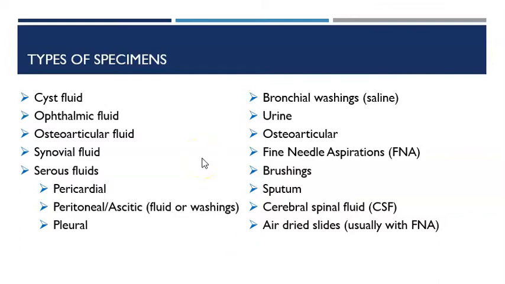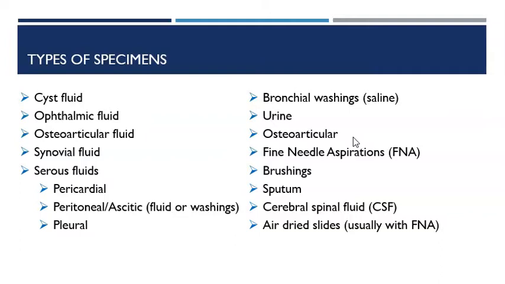So many other parts of the body contain fluids that can be taken, particularly ophthalmic fluid, so aqueous, vitreous humour, that type of thing, synovial fluid from joints, serous fluid, so this is fluid around the heart, peritoneal fluid, also called ascites, and pleural fluid around the lungs. These can all be taken, particularly if we're looking for tumour in those particular sites. We can do bronchial washings, which involves passing a small amount of saline down into the bronchi or down to the lungs, and then sucking that back up to see what that saline brings back.